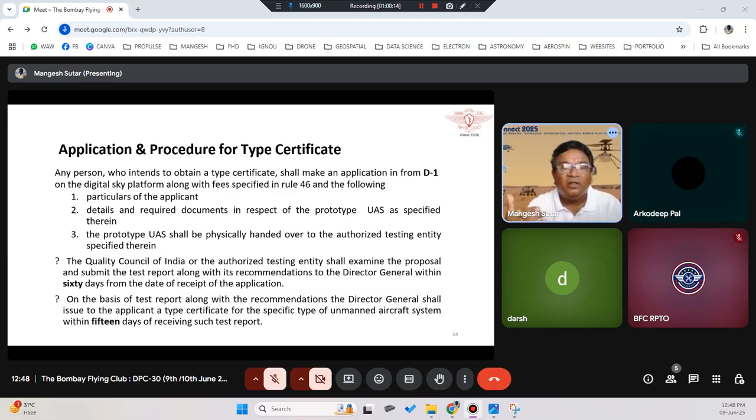Depending upon what design you want to make and what purpose, the cost of your type certificate will increase. Again, the timelines, the documentation required, and the amount of team required will all vary. So it is not a job of one or two people to get your drone type certified.